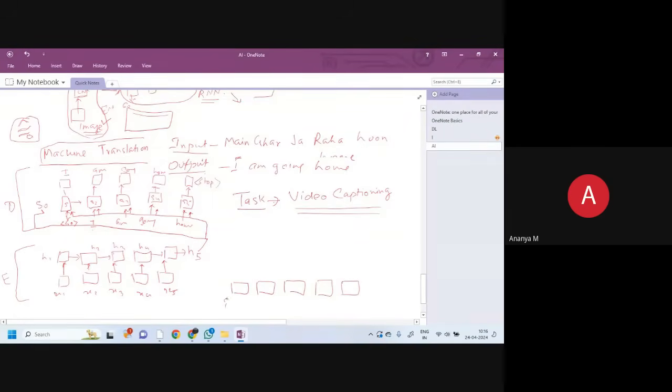Maybe. Okay, so I will cover it here only. You can go through the lecture again, okay? Just the brief part. Video is nothing but a collection of images. We pass the images to the CNN, and this output from the CNN we feed to the RNN.